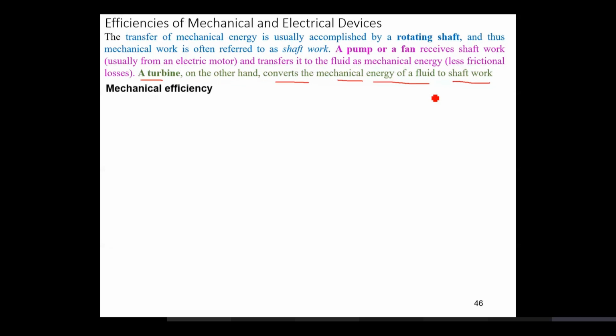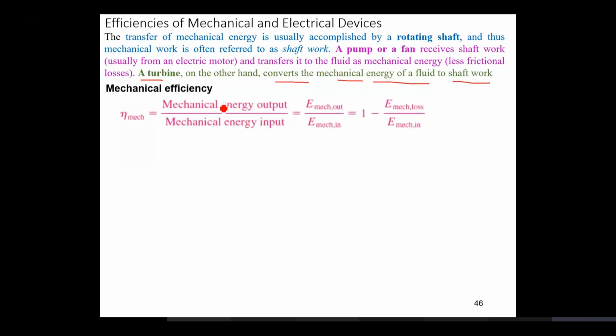All right. Moving on, the mechanical efficiency of a device is basically defined by the mechanical energy output, this is the output that you're getting, divided by the mechanical energy input. E mechanical out over E mechanical in, or you could also express it as 1 minus the E mechanical losses over E mechanical in. So this is the fraction which is lost. 1 minus that would give you the efficiency of your system. Clear?